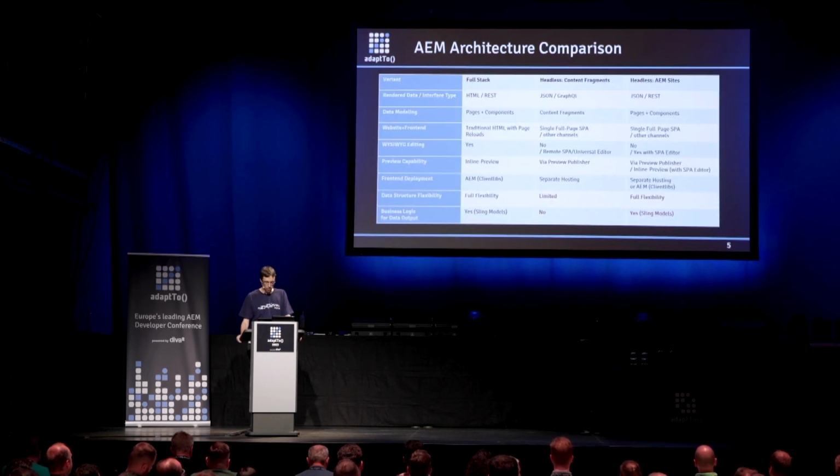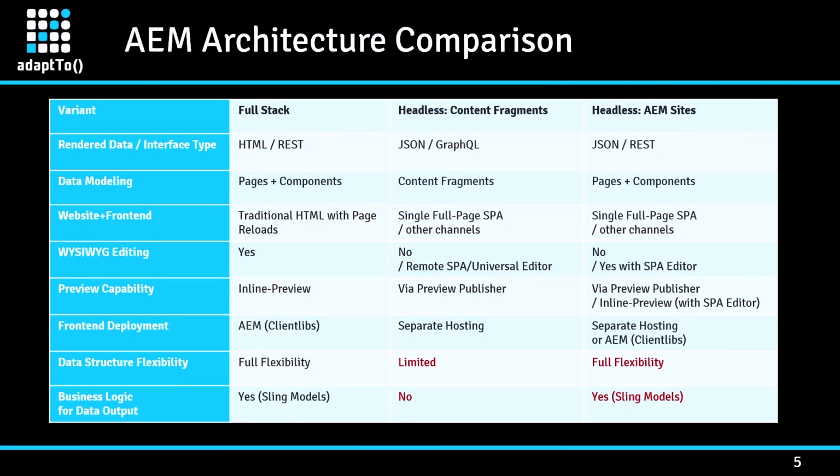I will not go into all of them because a lot of capabilities are similar. For example, what you see is what you get editing. You can have it if you're using content fragments and, for example, using remote SPA or universal editor, as we have seen today. And if you're using AEM sites and the Sling Models exporter, you can have it if you're using the SPA editor. It's optional. You don't have to use it, but you can use it.